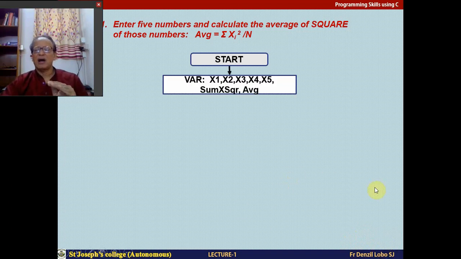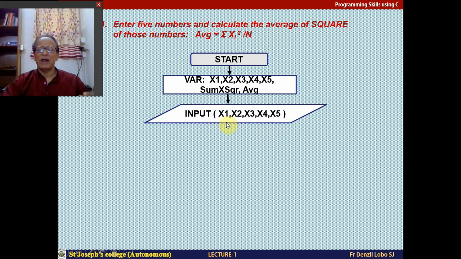As you see here, start, 5 numbers, and we have got sum x square. So also, please remember, when you give the names of these variables, let them be representative of what you are doing. Earlier it was sum x, sum of x elements. Now sum x square, that means the sum of squares of x, and average. And again, as we have done in the earlier case, input only 5 numbers.